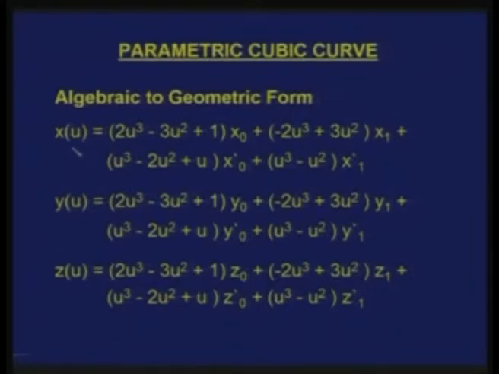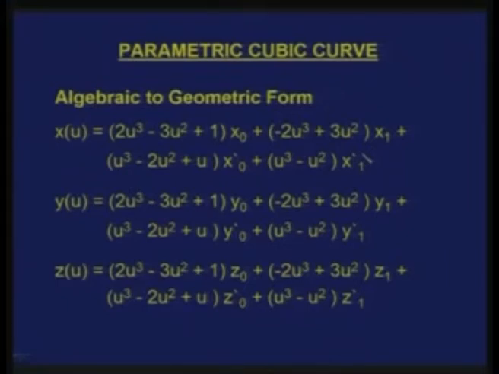Now, you see x is a function of u. It was earlier also, and this is defined now. It is a function of cubic equation in u. It is still cubic equation in u. Only thing is, it is rearranged to show what are the inputs which you are providing. What are the inputs? x 0, x 1, x 0 prime, and x 1 prime. These are my input in a geometric form, which are called the geometric coefficients.